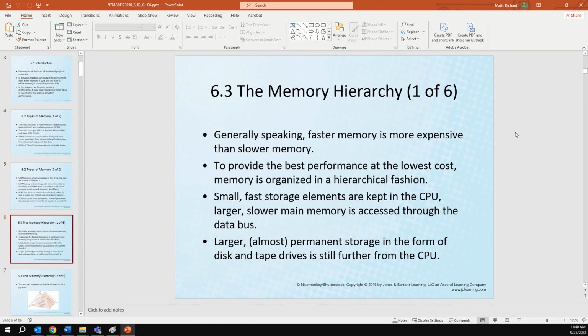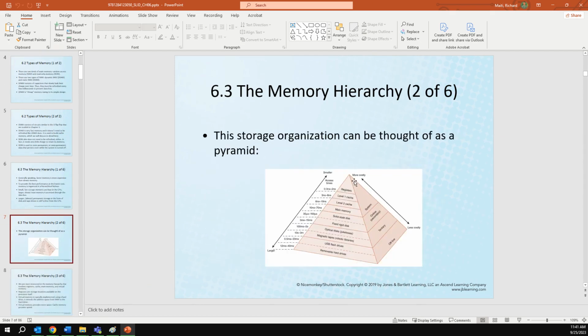So generally speaking, faster memory is more expensive than slower memory. As you know, to provide the best performance at lowest cost, organizations look into the lowest cost. Small, fast storage is kept in the CPU. Larger, slower main memory is accessed through the data bus, and so forth. Larger permanent storage in the form of disk or tape is still further from the CPU. So this kind of gives you a pyramid of storage organizations.